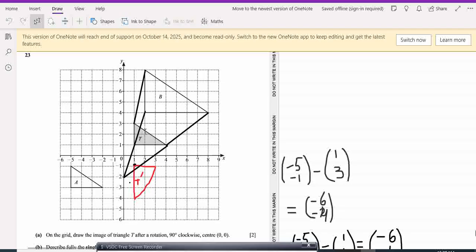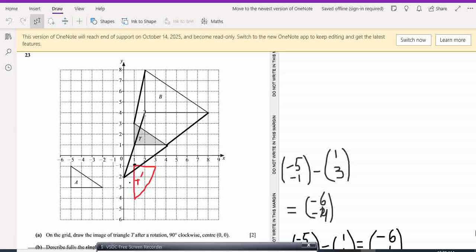Now how to find center of enlargement? Join the object to image. Now this is the object and this is image. This is object, this is image. This is object, this is image. And produce these lines, the point where they meet. If you produce towards the image and then they meet, then the scale factor is negative. If you produce towards object and then they meet, the scale factor is positive.